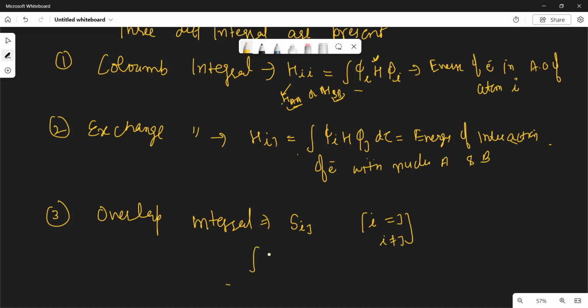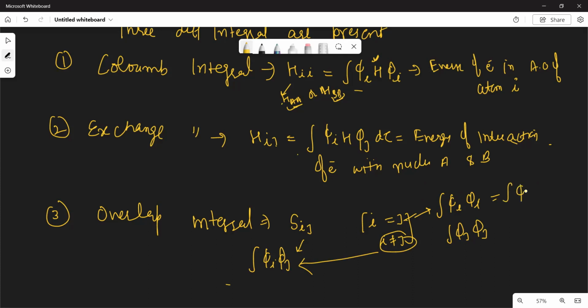The third type is known as the overlap integral. The overlap integral is represented as the integral of psi_i psi_j. If i is equal to j, then this integral becomes psi_i squared. If it is not equal, then it will be psi_i psi_j. When i is equal to j, it is the integral of phi_i squared, and you know atomic orbitals are normalized, so the value will be 1. Similarly here, psi_j squared is equal to 1.